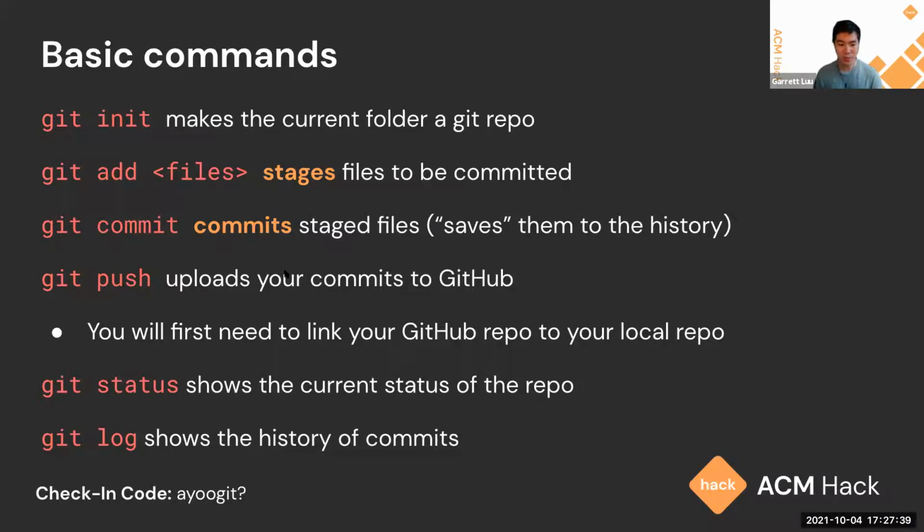So git push will upload your commits to GitHub, but you'll first need to link your GitHub repository and your local repository. I'll show you how to do that later. And then the last two commands are more informational. Git status shows the current status of the repository, like what files you staged, what files you're going to commit, etc. And then git log shows the history of commits, just so you know what commits you've made.